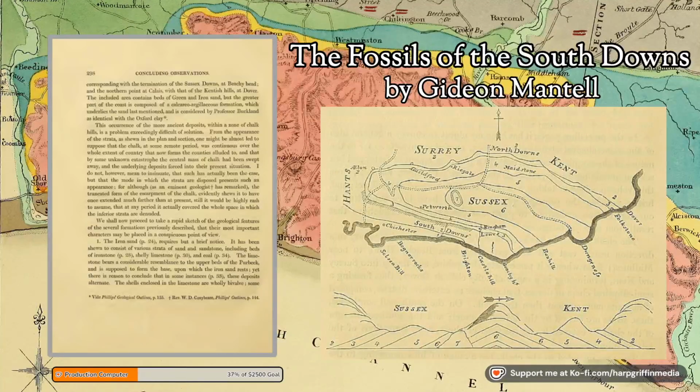The included area contains beds of green and iron sand, but the greater part of the coast is composed of a calcareo-argillaceous formation, which underlies the sand last mentioned, and is considered by Professor Buckland as identical with the Oxford clay.